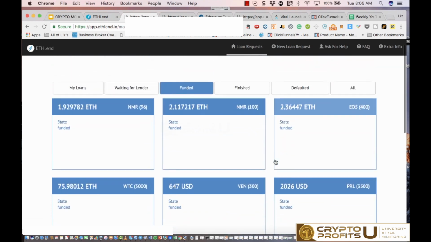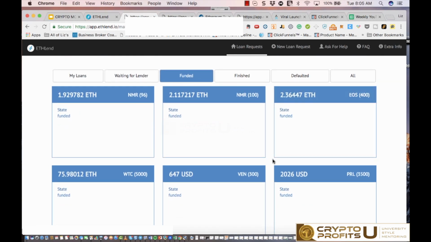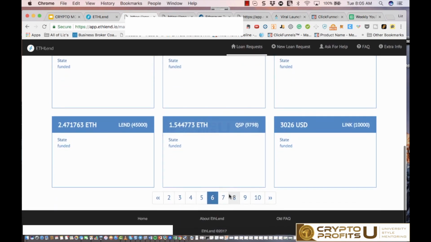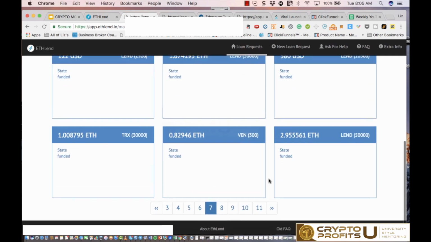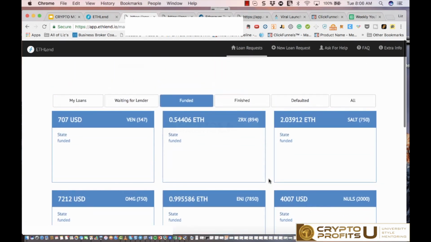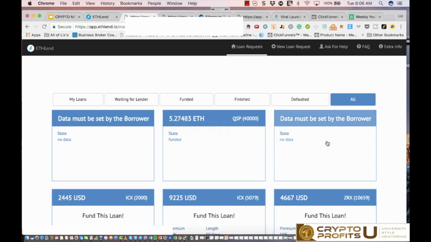So in the next video, I'll show how you enter that, and then you move forward. Here's 400 EOS for 2.3. Then lend again. The only bad thing about this platform in general is that you cannot sort these. There's no search feature. If you wanted to just look at particular coins, you have to go through them one by one.